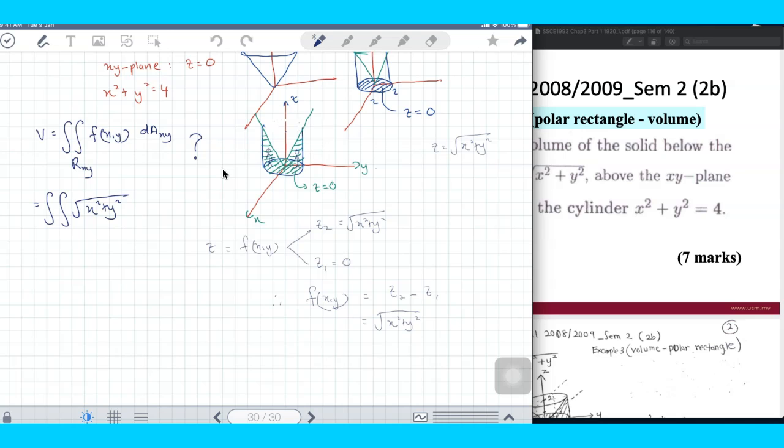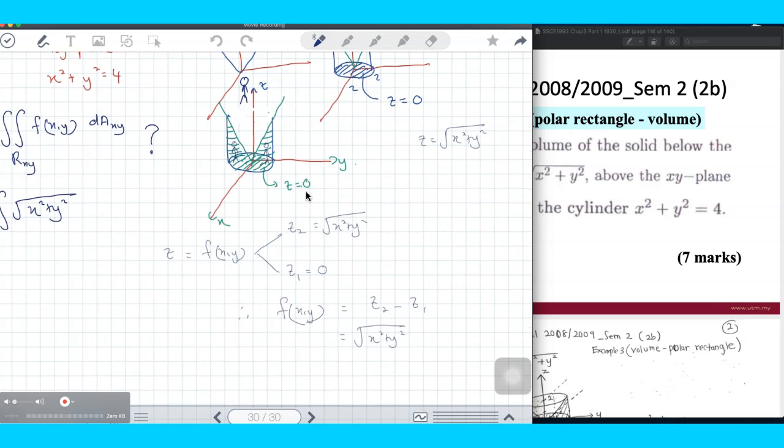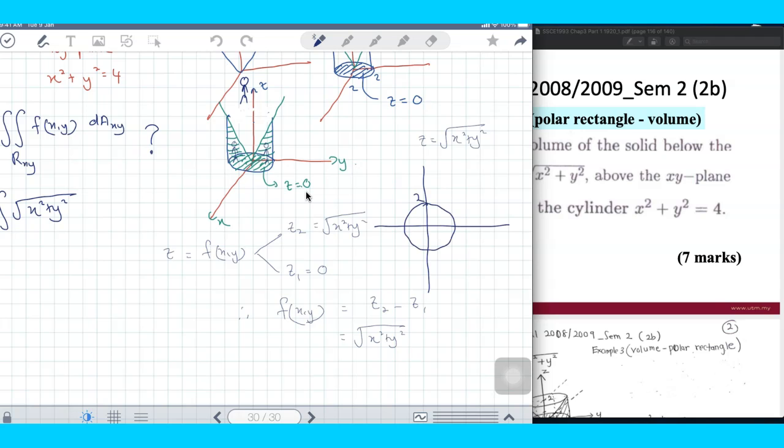Okay, so now look at your region. What does your region look like? What can you see on the xy plane? Which means, what is the dominant shape that you can see when you are standing along the z axis and looking down? You can see the circle with radius 2, right? You can see the complete circle with radius 2. On the xy plane you don't see the cone anymore. The dominant one is this circle with radius 2.